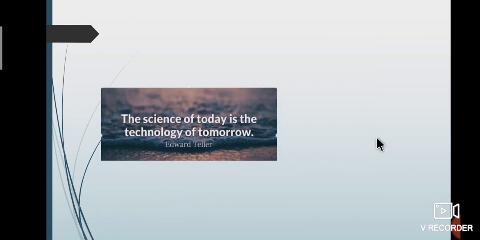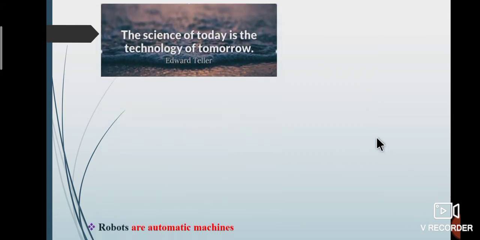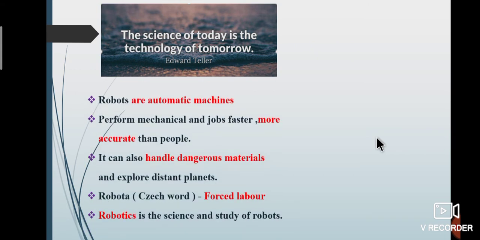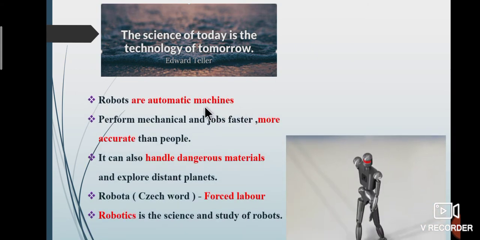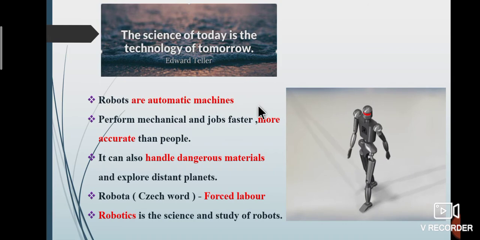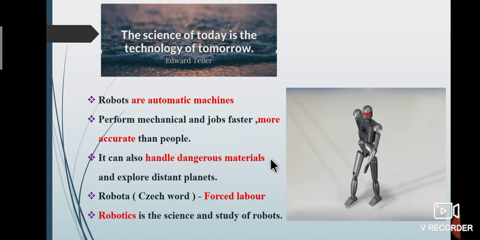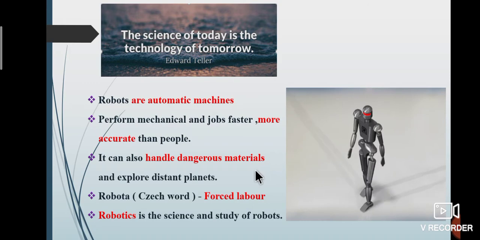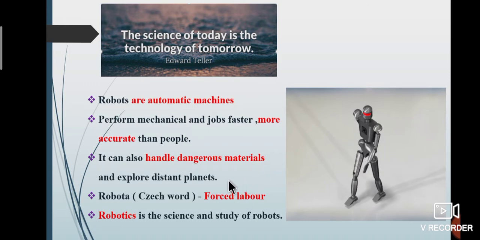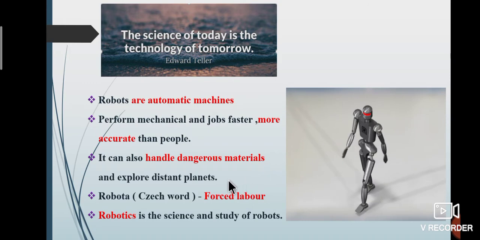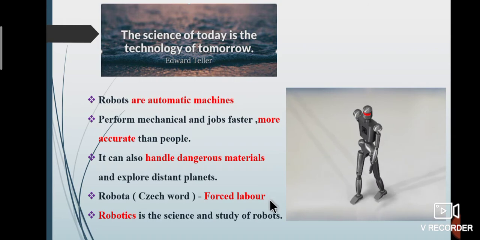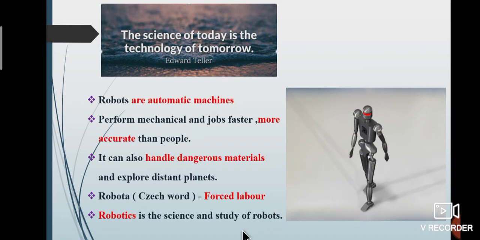We will see science and technology today. Yes, the science of today is the technology of tomorrow. Robots are automatic machines. They perform mechanical jobs faster and more accurately than people. They can also handle dangerous materials and explore distant planets. Robot comes from a Czech word meaning forced labor. Robotics is the science and study of robots.